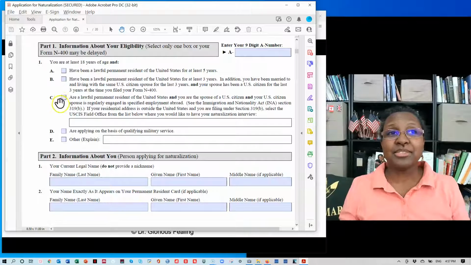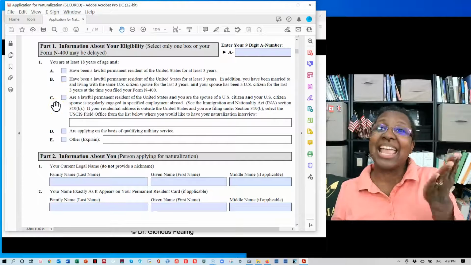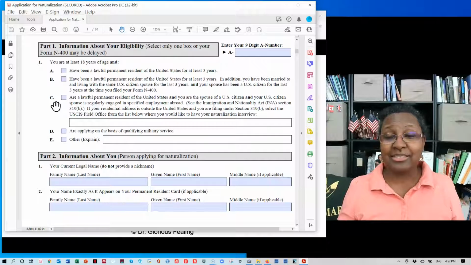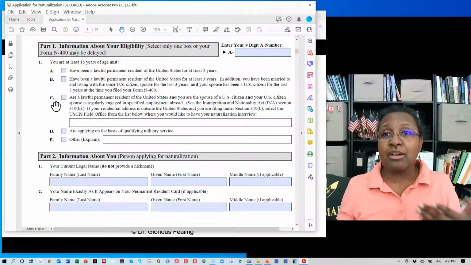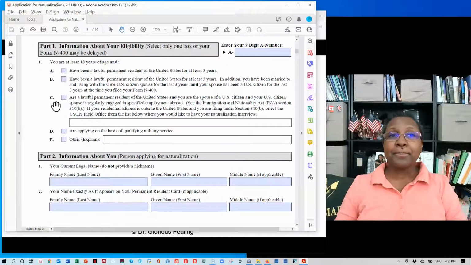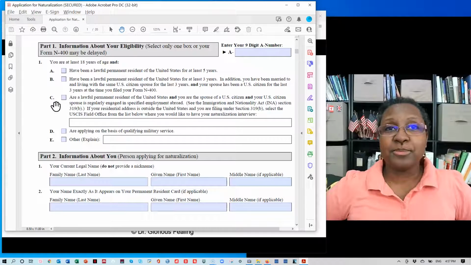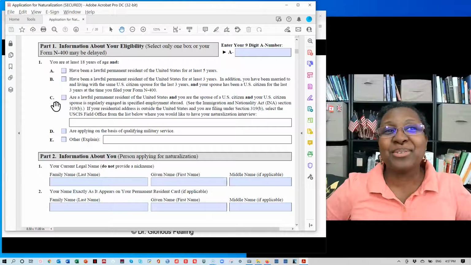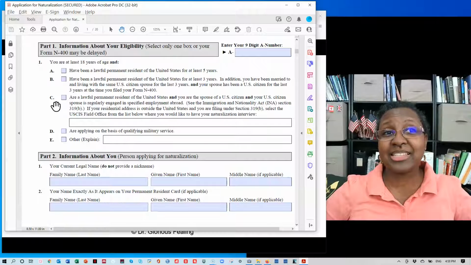Third on the list is letter C. You're 18 years old and you are a lawful permanent resident of the United States. So you've been lawfully living in the United States. And you are the spouse of a U.S. citizen. And your spouse is working somewhere away from the United States. Now this is a special case, and it's covered under the Immigration and Nationality Act, Section 319B.